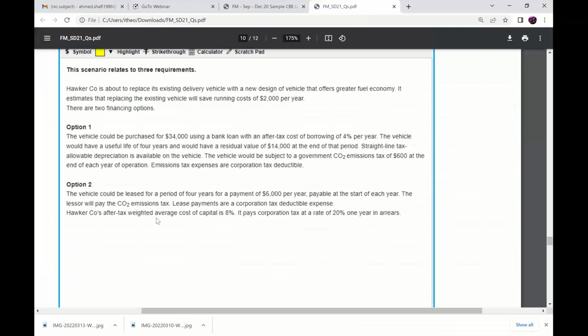The vehicle could be leased for a period of 4 years for a payment of 6,000 per year payable at the start of each year. The lessor will pay the CO2 tax. Since I am the lessee, I am not paying emission tax, so I won't record it. The lessor will pay, that's his issue, I am the lessee. Lease payments are tax deductible, so again you will get a tax benefit on that. Hawkers' after-tax weighted average cost of capital is 8%, the tax rate is 20%, 1 year in arrears.